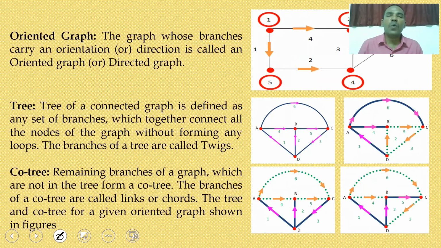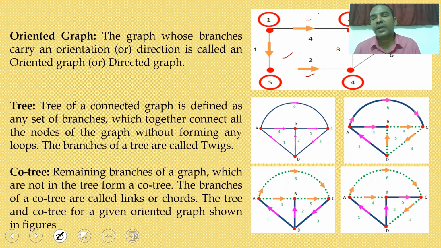Coming to the oriented graph. What is an oriented graph? An oriented graph or directed graph means for a particular graph, you are giving some directions. Those directions you are giving to a particular graph, then you can call it a directed graph or an oriented graph. Then what is a tree? Tree means it is a subgraph, and it must be an open path.